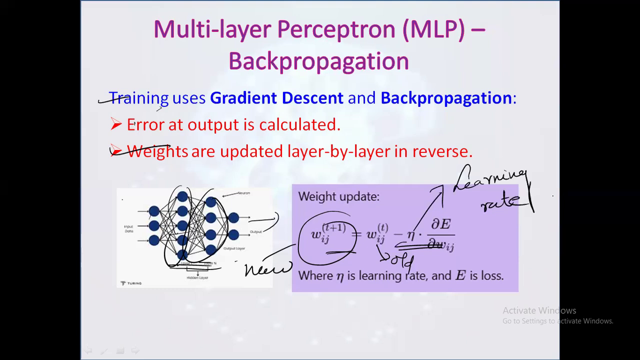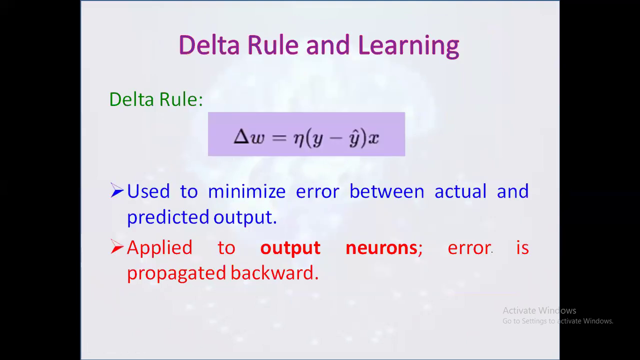It has the learning rate, and the partial derivative ∂E/∂Wij is the partial derivative of the loss with respect to weight. This rule ensures that the weights are modified in the direction that reduces the error.